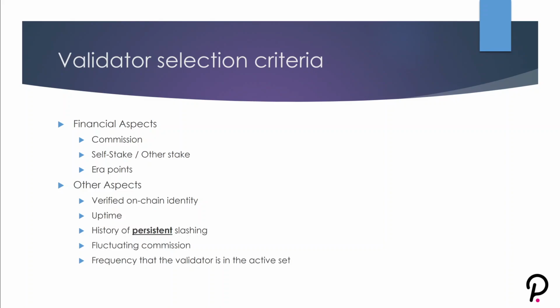Other aspects, verified on-chain identity. Something that I find is missing in person selection: you should try to select someone that you are familiar with, who is committed, and you can interact with him or her, that person, in the event that an issue occurs.